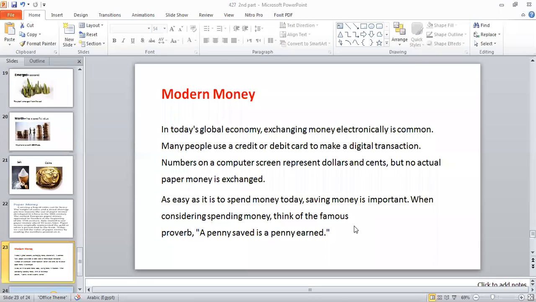Okay, Muhammad, let me divide it with Mish'al. Mish'al, can you move on to the second part? As easy as it is to spend money today, saving money is important when considering spending money. Think of the famous proverb: a penny saved is a penny earned.